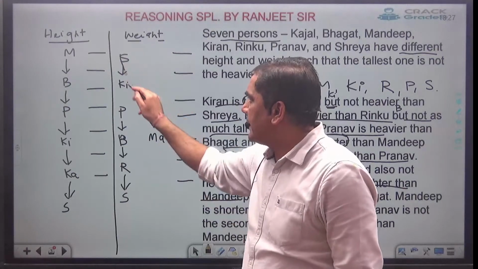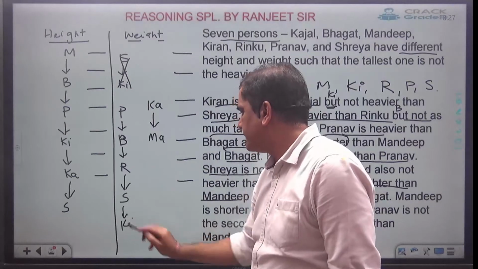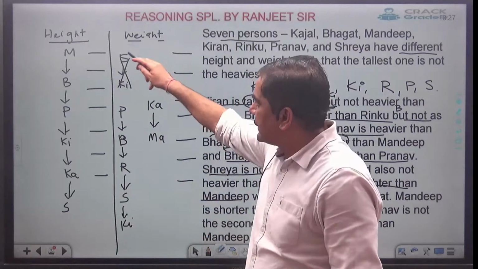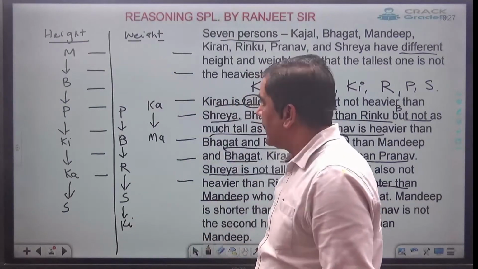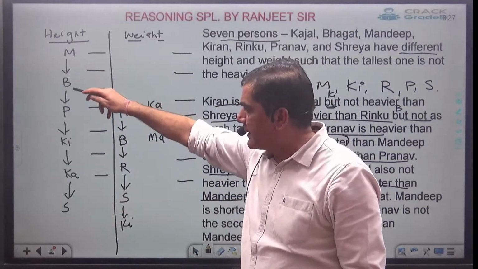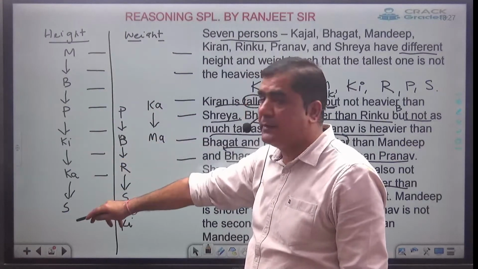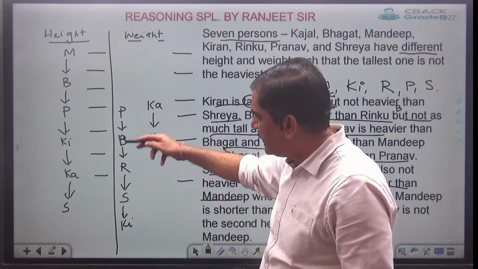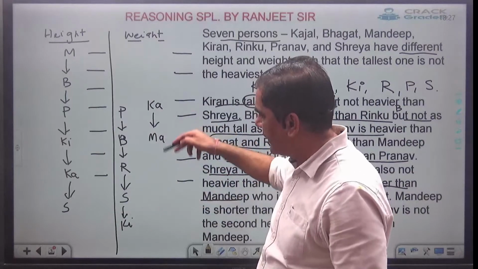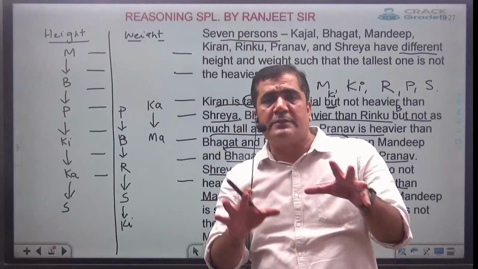Now this we can cancel because below S there should be Ki. So Ki must be over here. Okay, this gets cancelled. Now here we have arranged 6 persons according to their height. Mandeep, then comes Bhagat, then Pranav, then Kiran, then Kajal, and then Shreya. Here we have arranged 1, 2, 3, 4, 5, and 2 is over here. I have to combine these 2. For this, they must have given some additional clue.